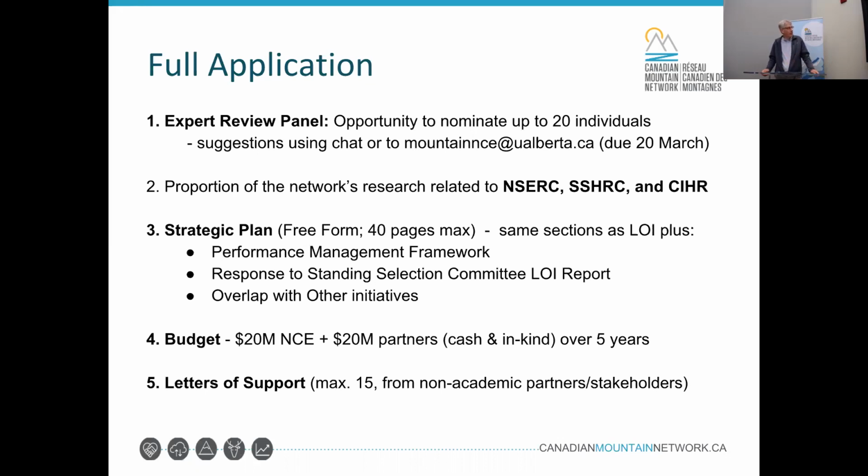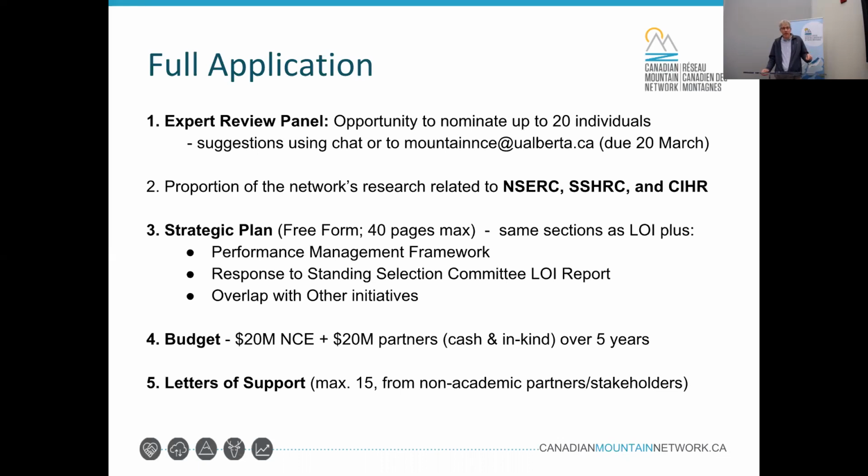The actual application itself is shorter than in the previous competitions. It's only about 40 pages. It's fairly free-form. The same sections as the letter of intent, plus performance management framework, the response to those comments from the Standing Selection Committee that I just showed you, as well as a discussion of overlap with other relevant initiatives. We have to have a more detailed budget, obviously.